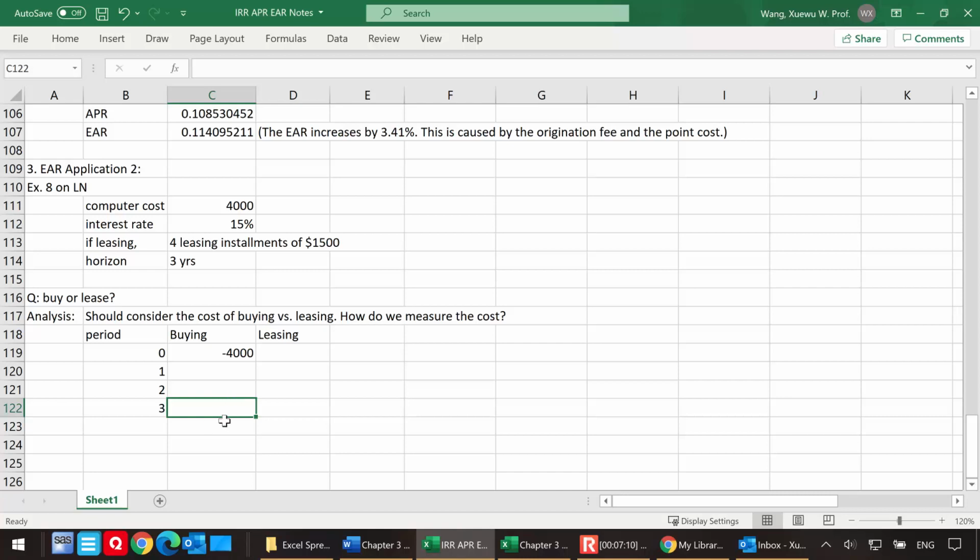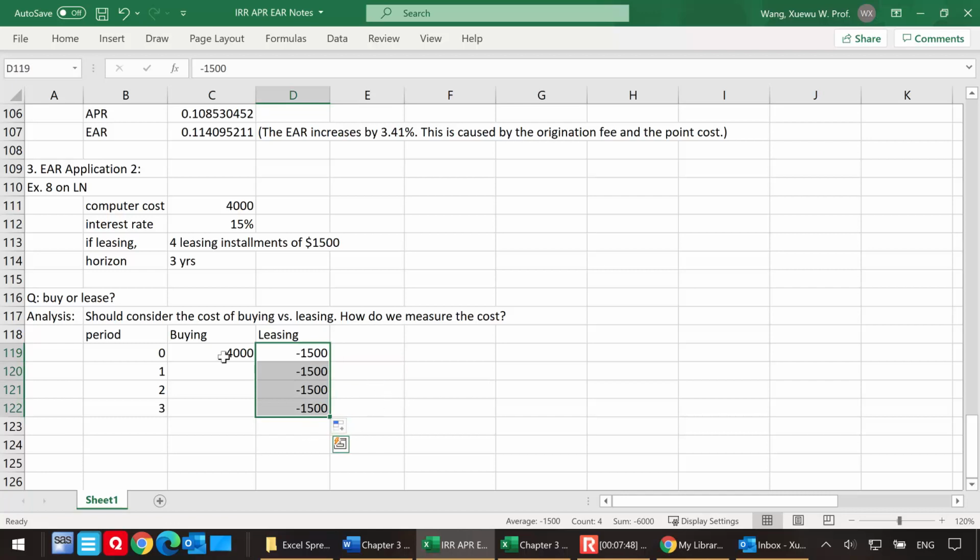Okay, later on we're going to look at what happens if the equipment, or the car or the airplane, is still worth a lot of money at the end of the horizon you're looking at. Now if you lease the computer, what are the cash flows? If you lease the computer, you're going to pay $1,500 today. That is immediately payable. All right, and then you're going to pay $1,500 at the end of the following 3 years. So you have 4 installments of $1,500 each time.